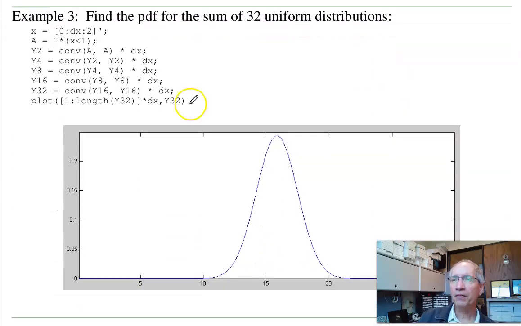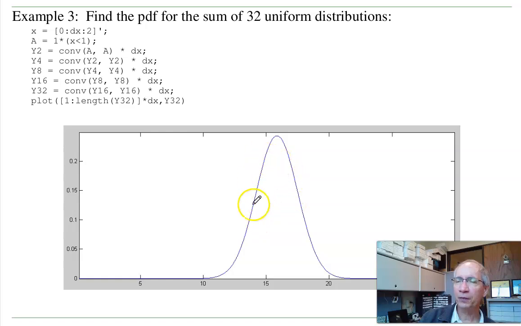Suppose I have 32 resistors in series. What does the PDF look like? Well, that's the same problem of adding 32 uniform distributions. I can do that using convolution in MATLAB. Here is a uniform distribution. Here's two uniform distributions, 4, 8, 16, 32. Plot it. That's what the PDF looks like.